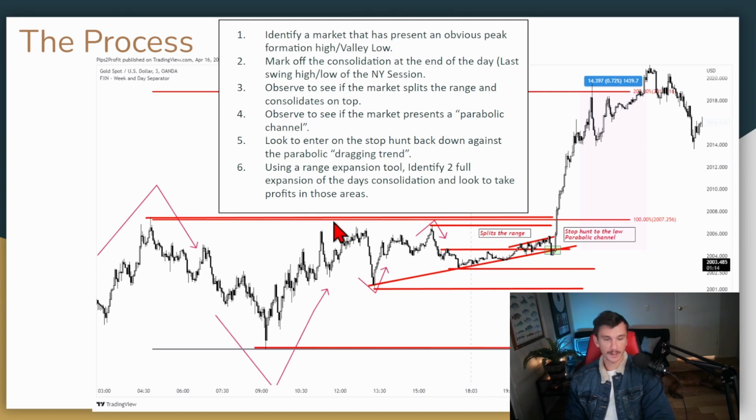Exactly what I was talking about on the previous slide. Stop hunt to the low of the parabolic channel before that vertical move. Split the range. Perfect. That's exactly what you want to see. You want them to be breaking out in violent pullbacks to, first off, get people in long early, and then they manipulate that, stop everybody out, get people to short, and then they rip it away from them as well and take it back in the other direction.